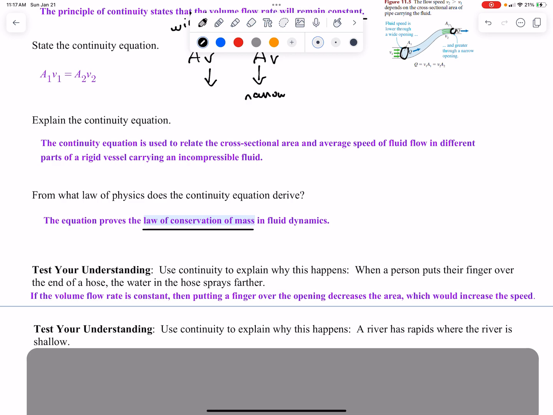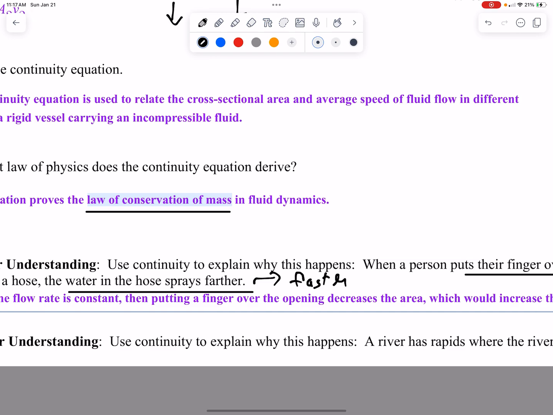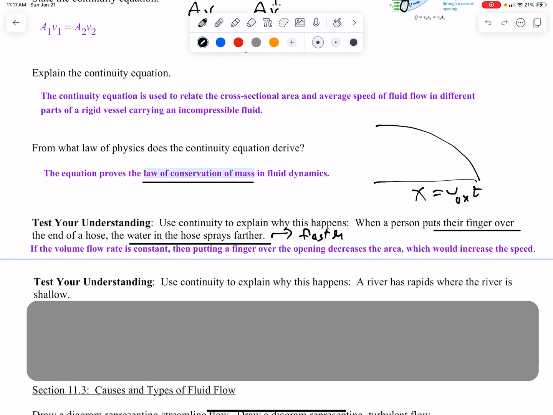Now use the continuity equation to explain why this happens. When you put your finger over the end of a hose, the water sprays farther. Well, it's spraying farther because the water is moving faster, right? That's a projectile motion concept. So remember, an object goes farther if its horizontal speed is greater. Now, how is the speed greater? Well, you put your finger over the opening, you decrease the area, which increases the fluid speed. If you increase the fluid speed, the spray goes farther.